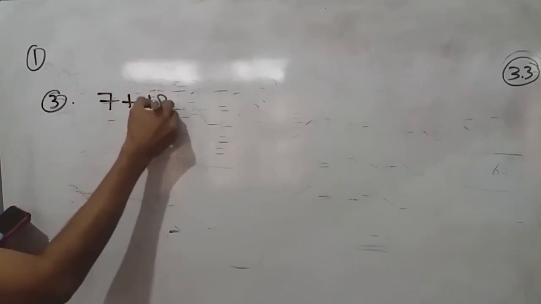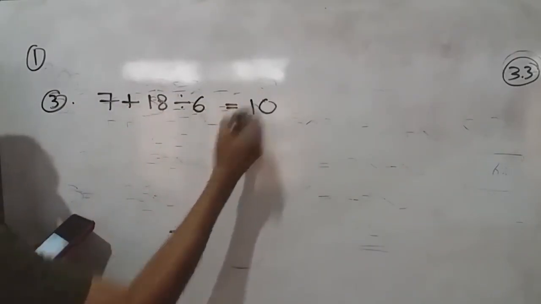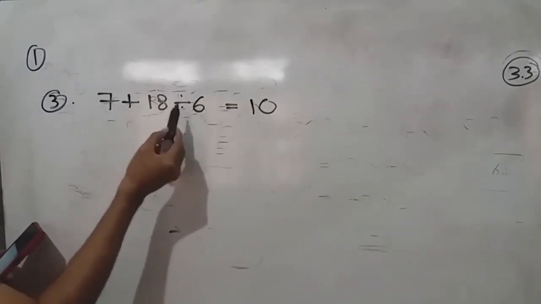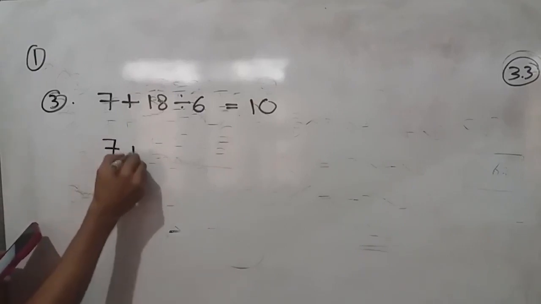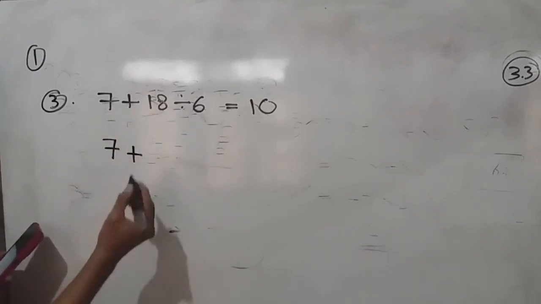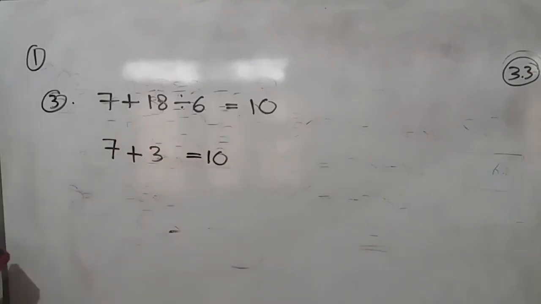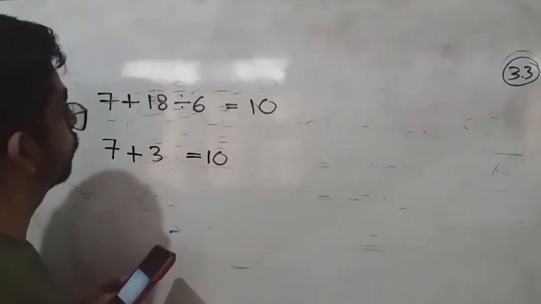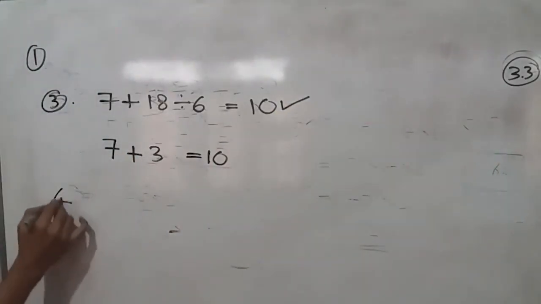7 plus 18 divided by 6, that is equal to what? 10, right? So here there are two mathematical operations, addition and division. So before we do the addition part, we have to do the division part, right? So 7 plus 18 divided by 6, that is 3. 7 plus 3, that equals 10, right? So the answer we got is 10, and the answer which was given to us is also 10. So this is correct. Okay.